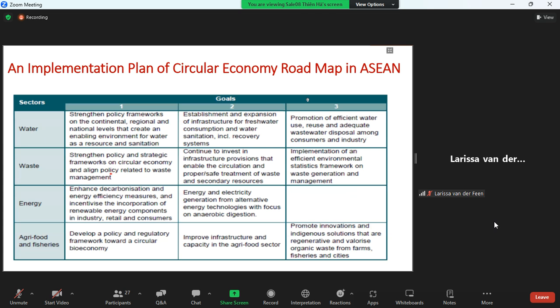Based on that, currently we are collaborating with the ASEAN Secretariat to consider the implementation plan for this circular economy framework. We are listing the sectors. This is an example: we are focusing on water and waste, energy, and the agri-food and fisheries sectors, and setting up goals to achieve for the circular economy in this region.